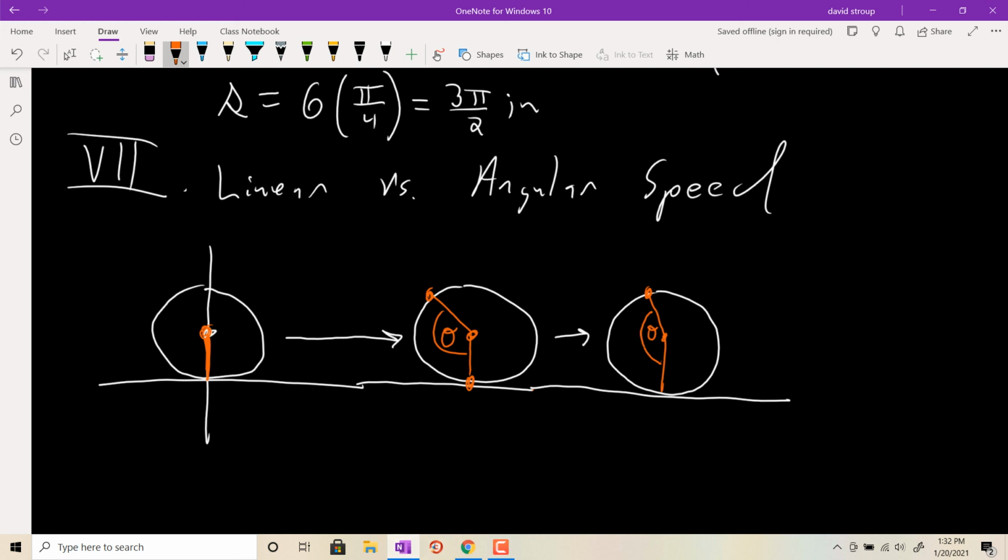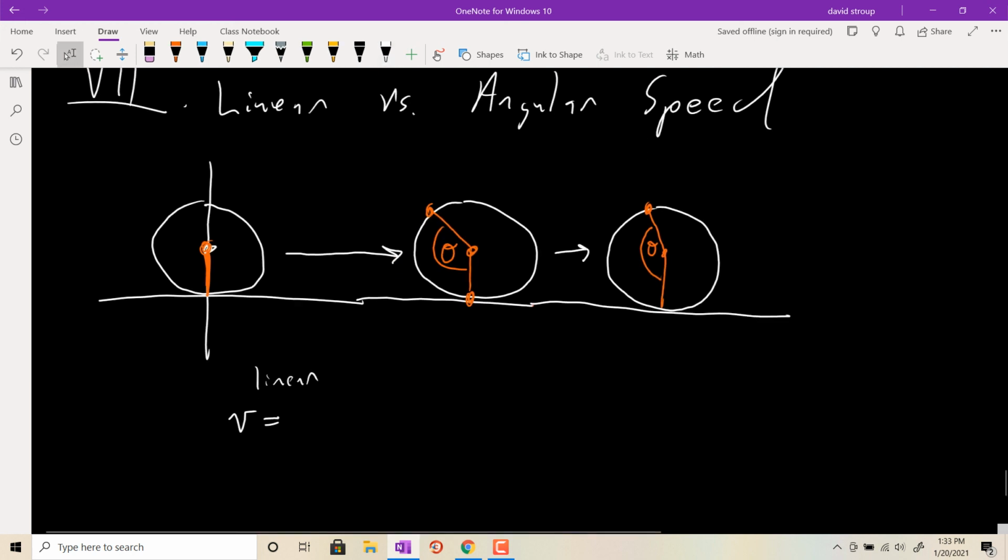We can then define the angular and the linear speed. Linear speed first is defined as v equals, my cursive v, arc length over time. And then the angular speed is going to be the angle over time. We'll give it the Greek letter omega, which looks like a W. That's just the angle over time.